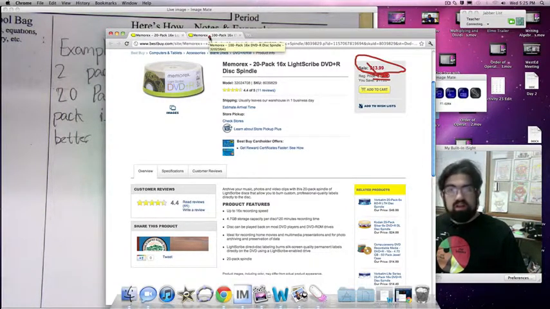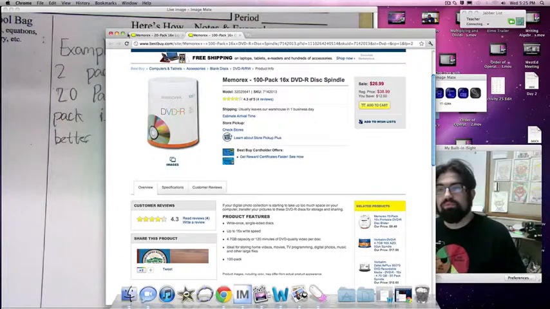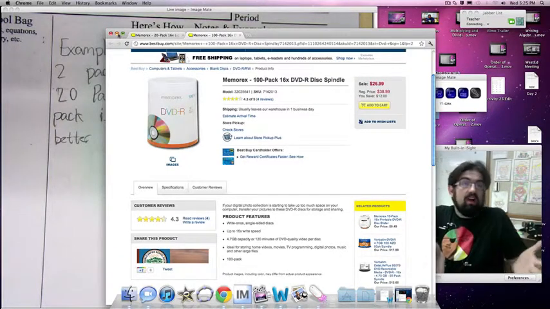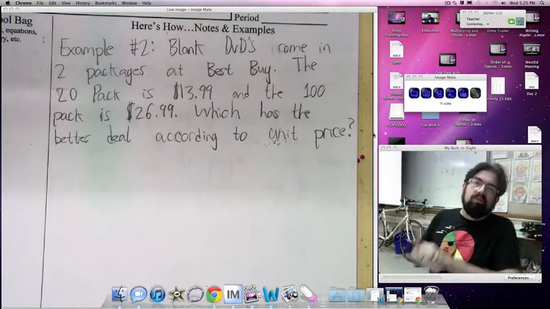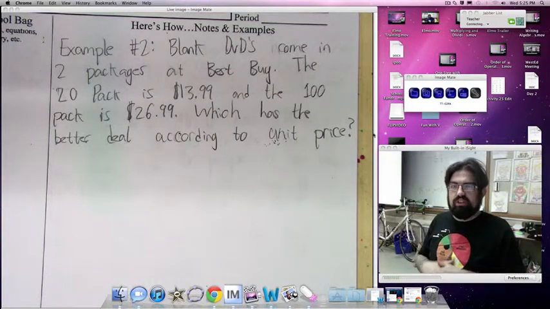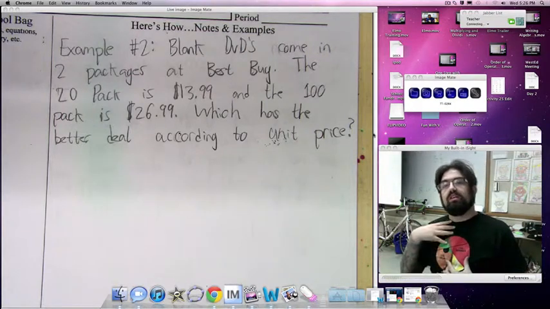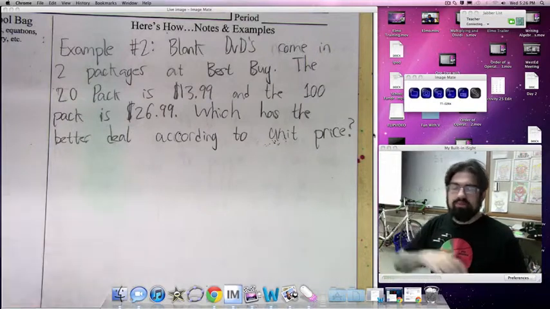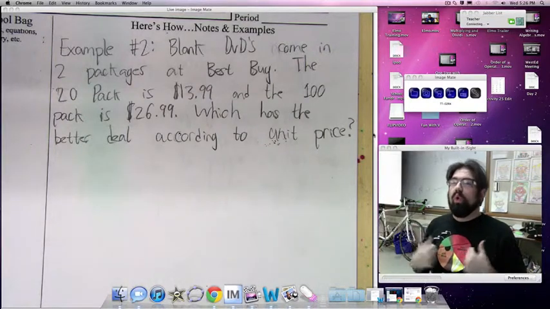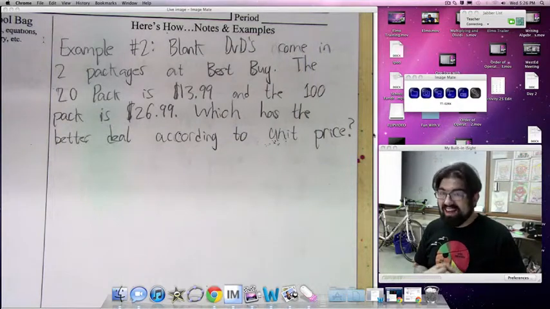And then the other one, the 100 pack, is $26.99. And this is bestbuy.com. You can look these up right now. The 20 pack is, I already said all this. So which one's the better deal? According to the unit price, is the 20 pack for $13.99 better, or is the 100 pack for $26.99 better?